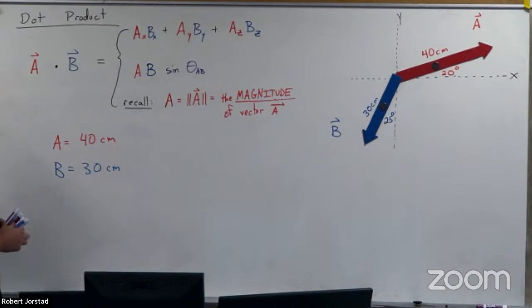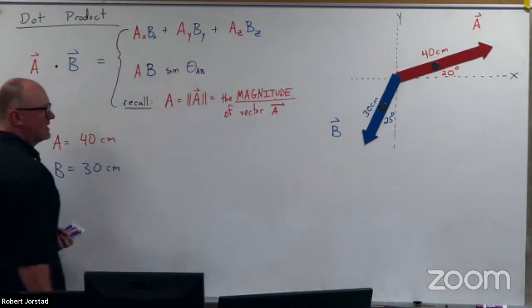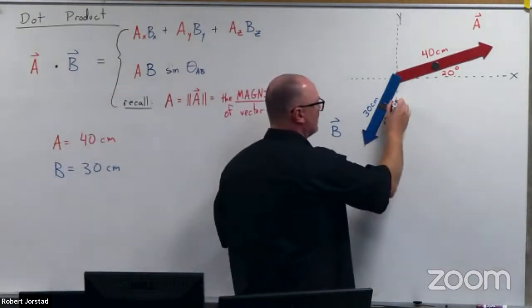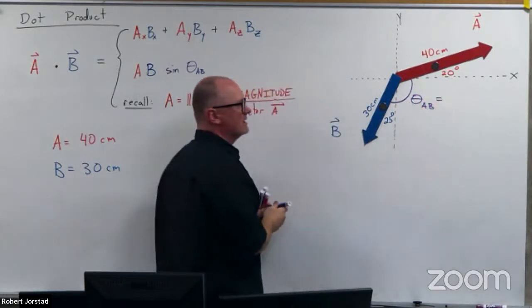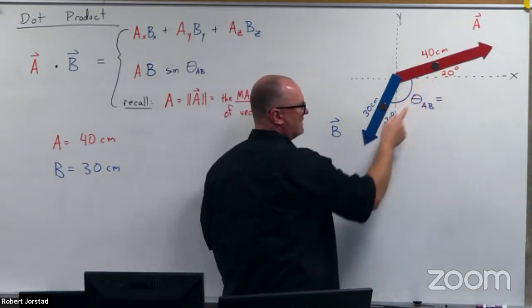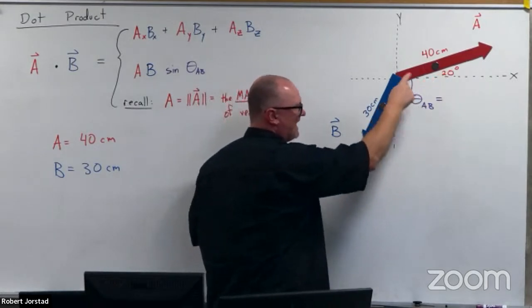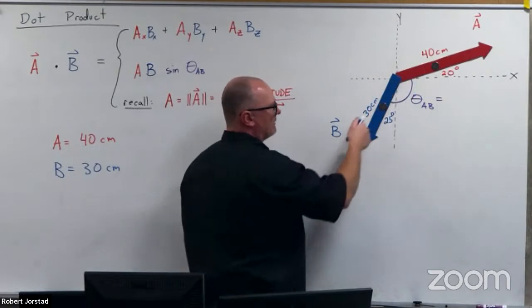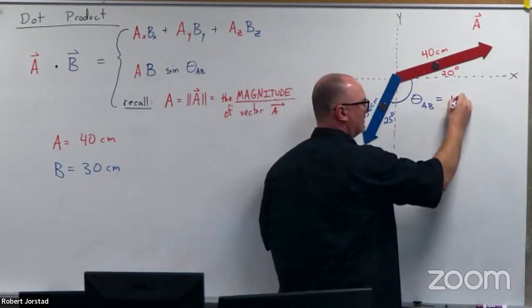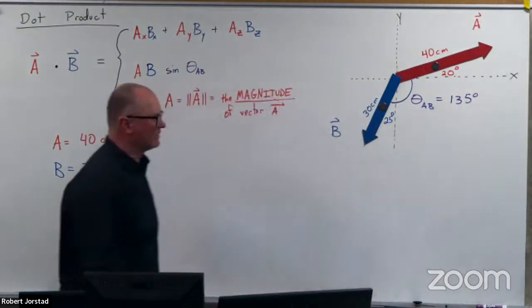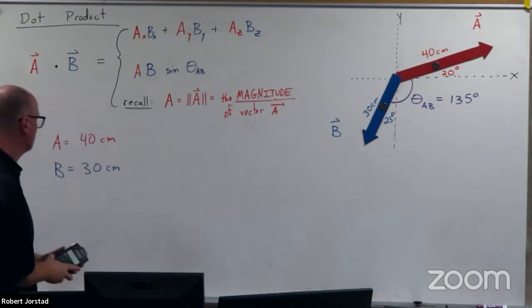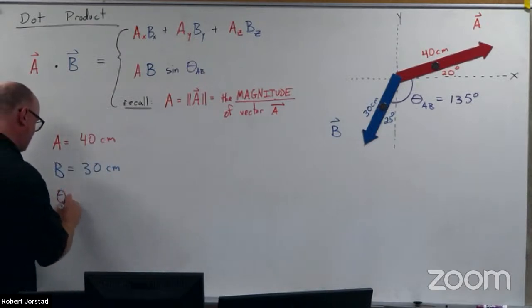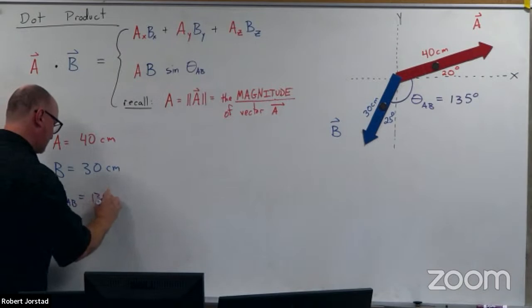Okay. Now I need the angle between them. Theta AB would be this angle, the angle between A and B. In this case, that would be 20 degrees plus 25 degrees plus 90 degrees. So this whole angle should be what? 45. So I believe that's 135. Okay, so we've got 135 degrees on this angle. In this case, let's go ahead and punch in the numbers and see what we get. I'll write that up here so you've got it. Theta AB is equal to 135 degrees.